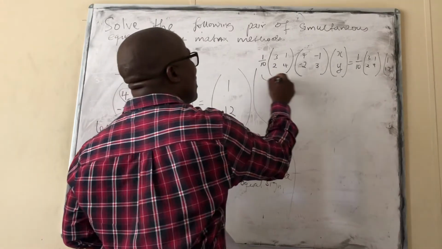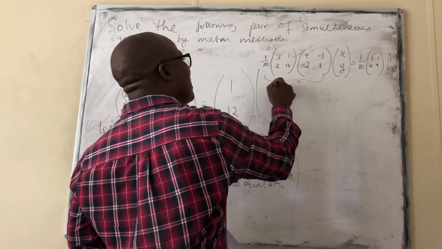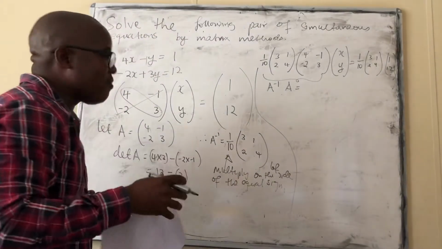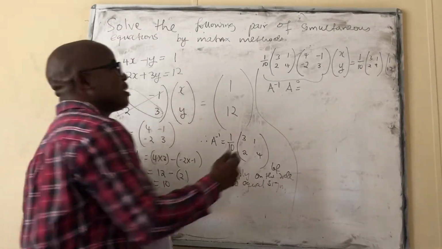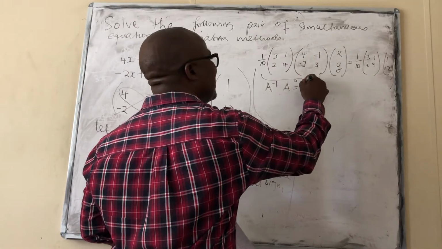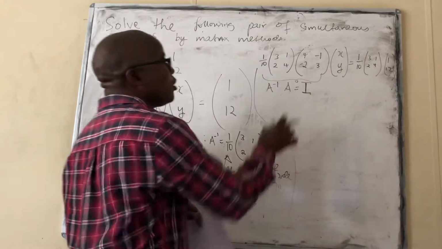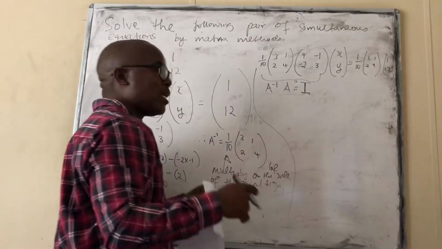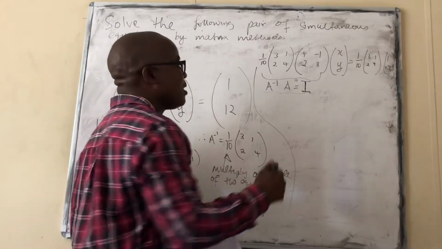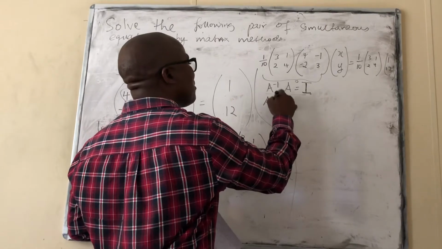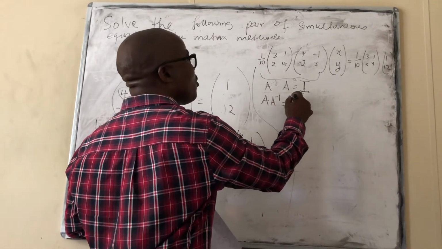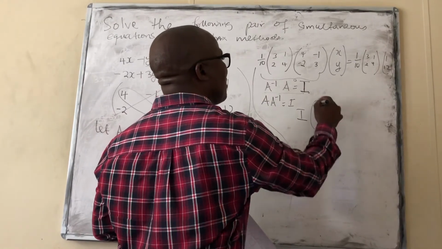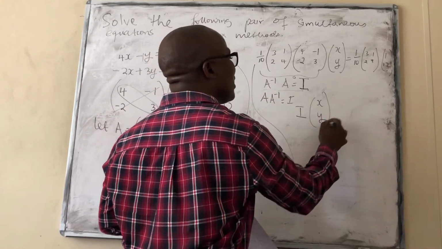And then this one here, it's like A inverse times A. When you multiply the inverse of a matrix by the matrix, you get the identity matrix. So here you don't do any multiplication. You use this property that A inverse times A is I, and A times A inverse is also I. This one here will be I times x, y. The I is for identity.